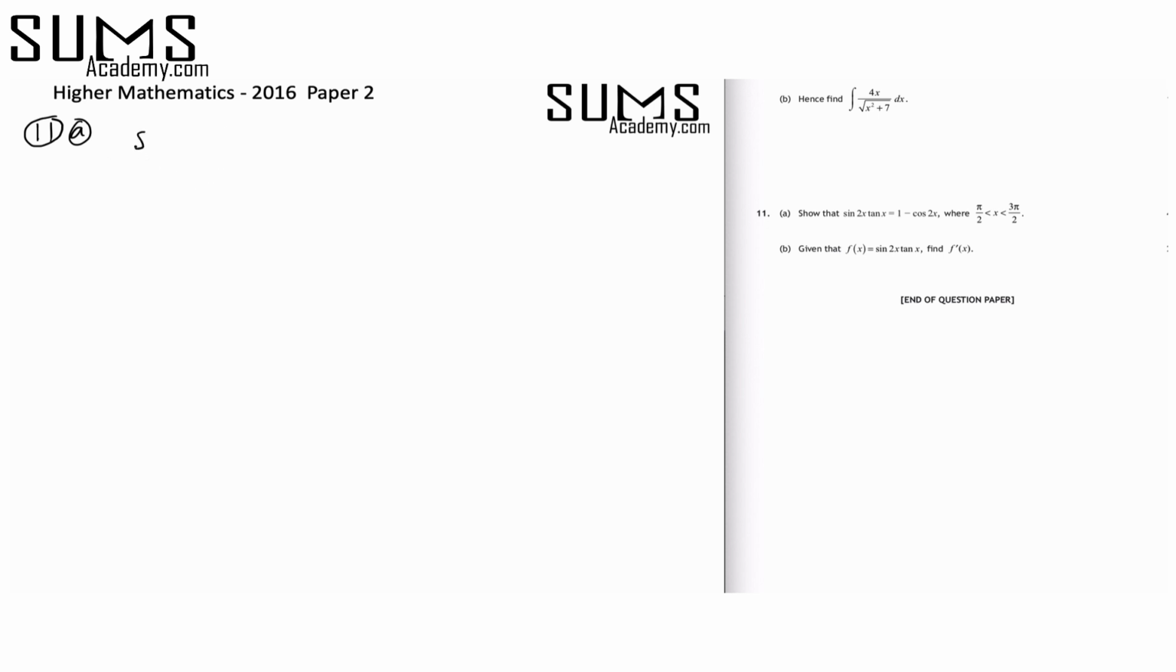Let's just have a look at the question. So you want to say sine 2x tan x is equal to 1 minus cos 2x. There's a left-hand side and a right-hand side, and you want to prove that they're equal. So what we want to do is massage and change this side, or prove that this side will equal that side. So we'll start off with the left-hand side. Can this be simplified at all?